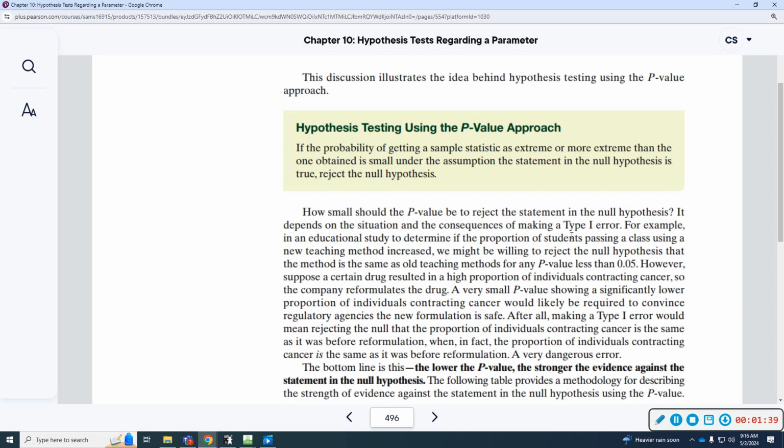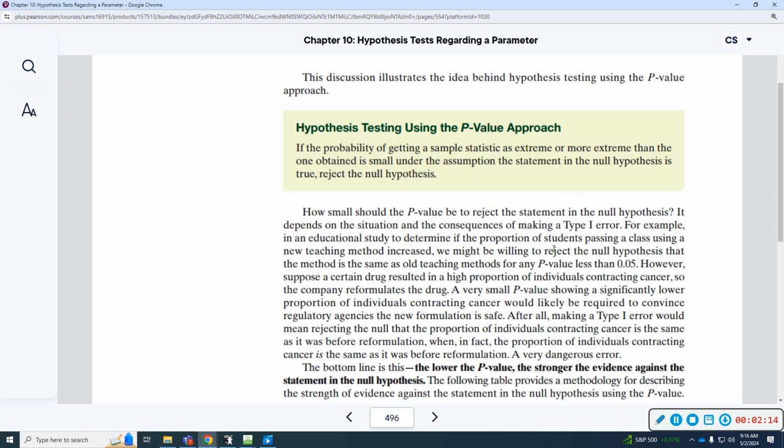So in 10.1, I do believe we talked about type 1, type 2 error with the language of hypothesis testing. Remember, type 1, think about court of law. We assume a person is innocent until proven guilty. So I believe type 1 we said was reject the null when it's true, so that would be convicting an innocent person. And then type 2 would be we fail to reject the null, so we say they're innocent when they're actually guilty, so we're letting the guilty go free.